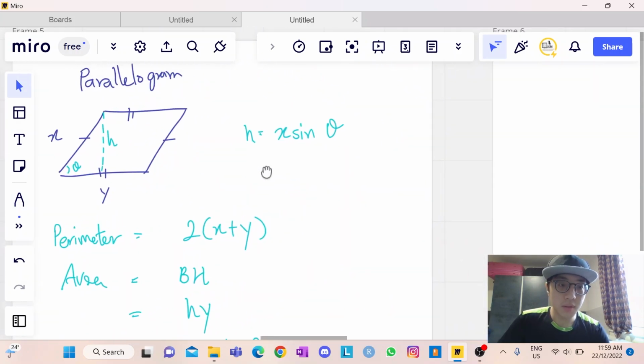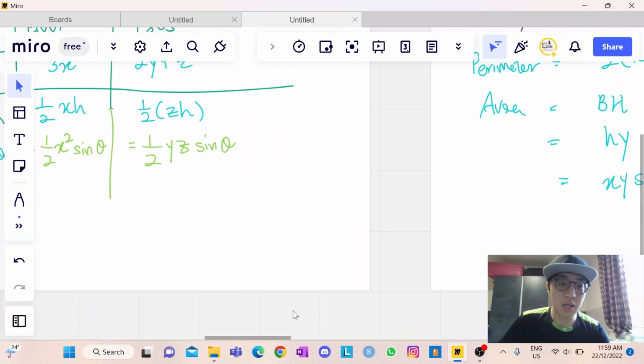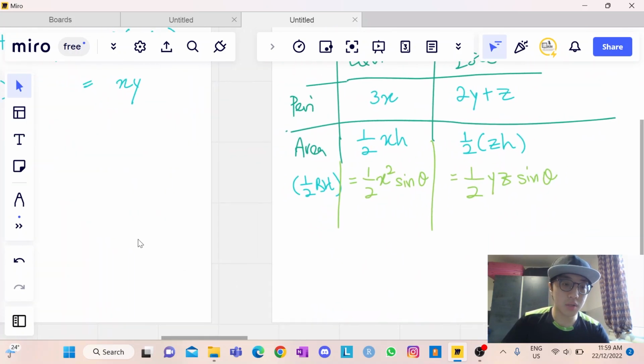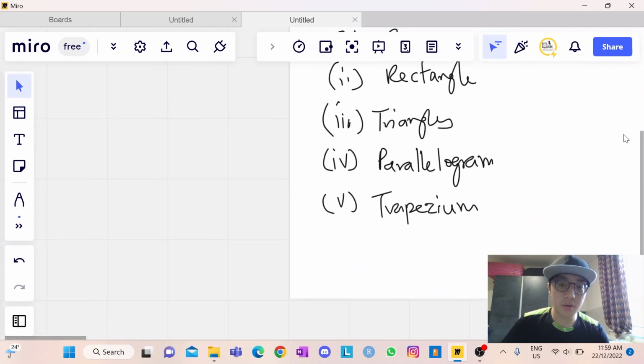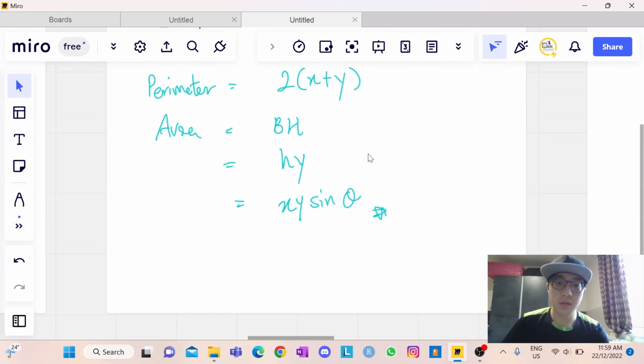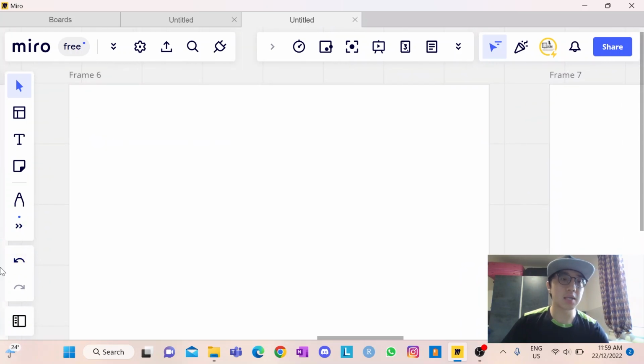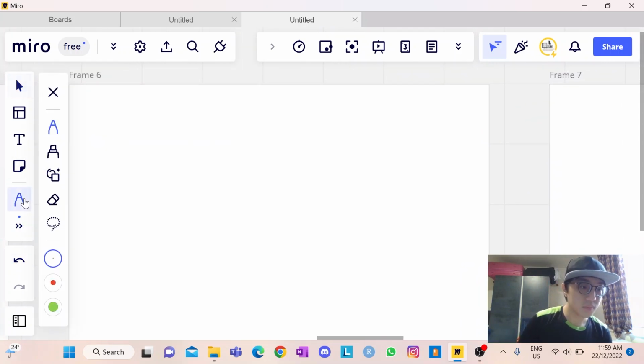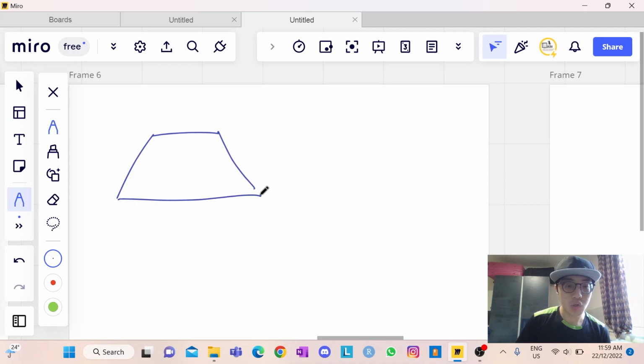parallelogram, we are done. And we are going to go to the last part of this video, which is to calculate the perimeter and the area of a trapezium. Okay, so what is a trapezium? All right, a trapezium is also counted as a quadrilateral. So this is how you draw a trapezium. Yeah, so this is an ugly trapezium. Okay, I'm gonna admit that.